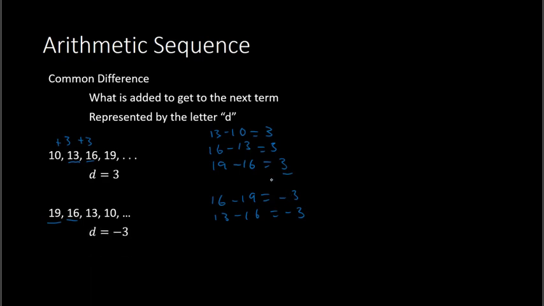And the other way of thinking of this is, what am I adding to get to the next term? I'm going to add a negative 3 to get from term to term. So the common difference would be negative 3. Alright, so make sure you know how to find the common difference given any arithmetic sequence.